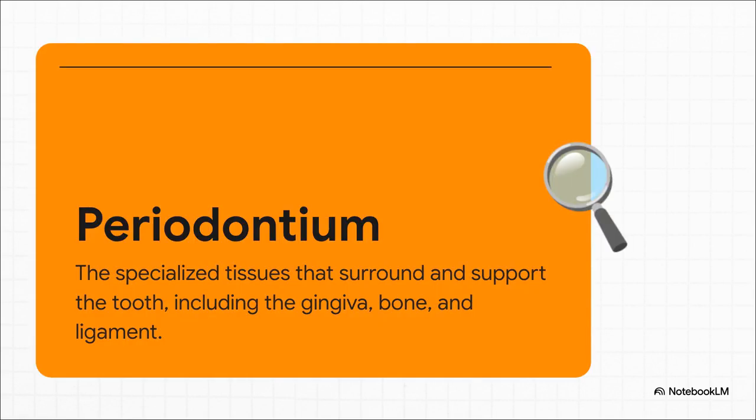But of course, a tooth isn't just floating there. It's held in place by this whole support system called the periodontium. You're talking about the gums, the bone, that special ligament. This entire setup is basically ground zero for gum disease.